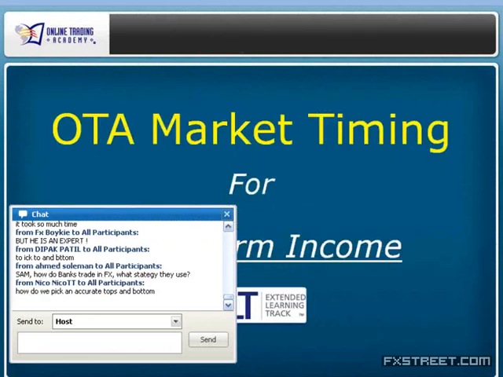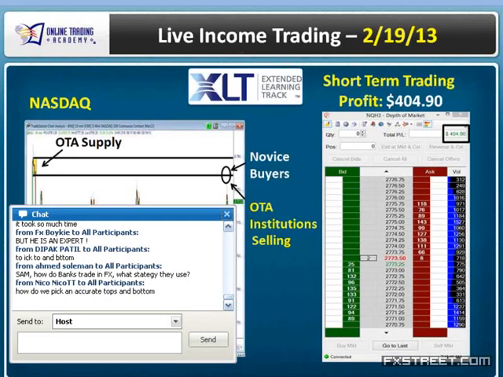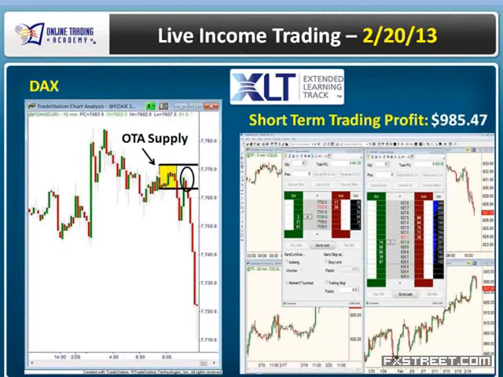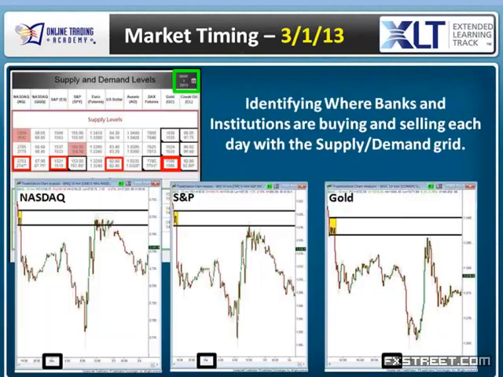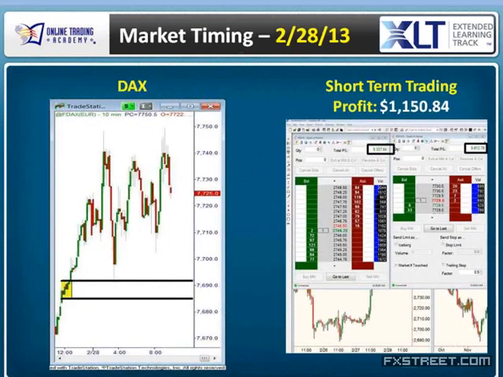All right. So I want to get to the live markets. Here's just a few trades from the past couple weeks. I'm sure I got some Euro trades here. DAX. There's Euro.